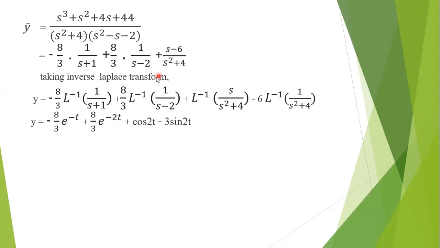Now we will be taking inverse Laplace transform on both the sides. Since we assumed y bar is equal to Laplace of y, hence it becomes y, and the right hand side is as follows: minus 8 by 3 into Laplace inverse 1 upon (s plus 1) plus 8 by 3 into Laplace inverse 1 upon (s minus 2) plus Laplace inverse s upon (s square plus 4) minus 6 into Laplace inverse 1 upon (s square plus 4).